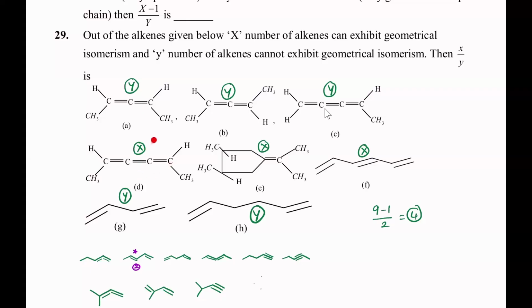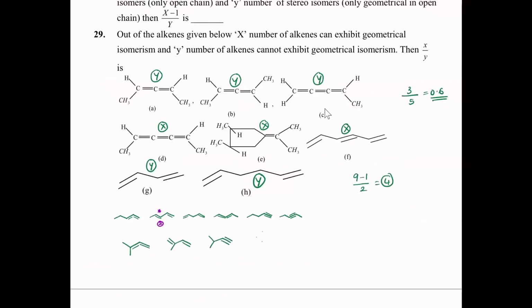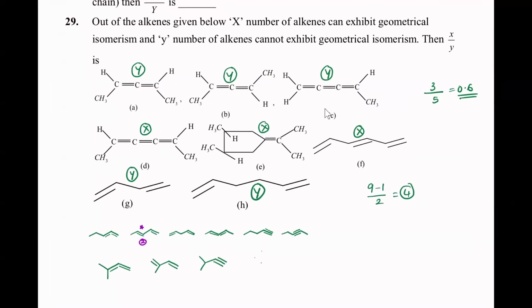So how much is the X we got? 1, 2, 3. So the X value is 3. That means 3 X molecules are there. Y: 1, 2, 3, 4, 5. So Y is 5 here. Correct? So how much are we getting? 0.6. Everybody clear on that?